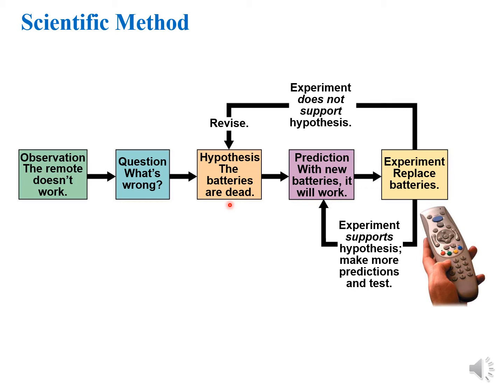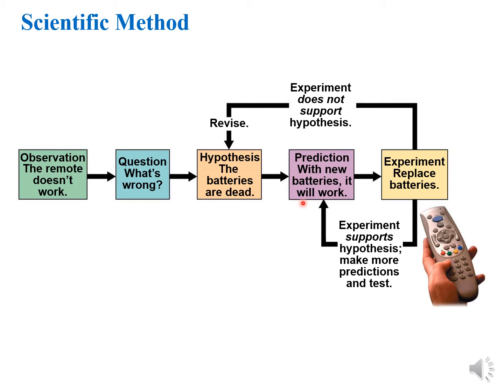Now, for it to be a good hypothesis, it needs to be testable. So you have to have the means of testing out your own hypothesis. Otherwise, it's not going to be considered a good hypothesis. And a hypothesis could be correct or could be incorrect. So your prediction is, well, if I replace my batteries, my remote is going to work.